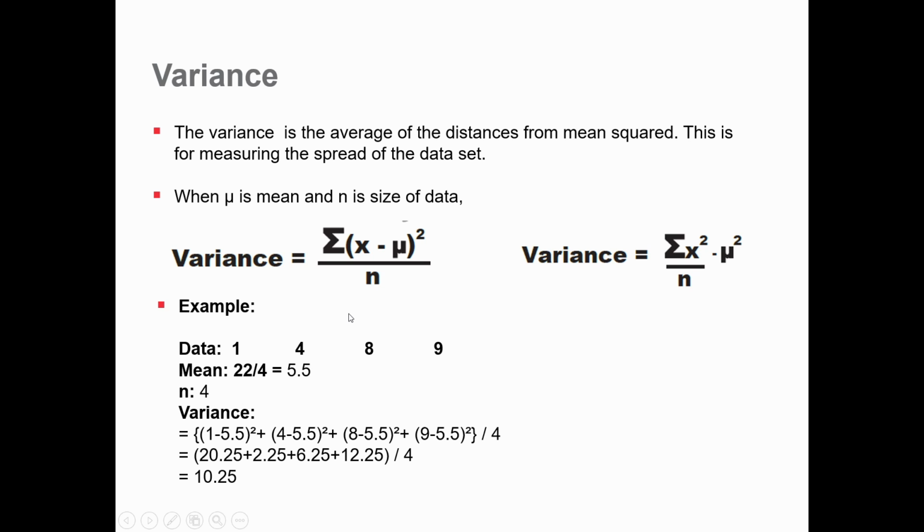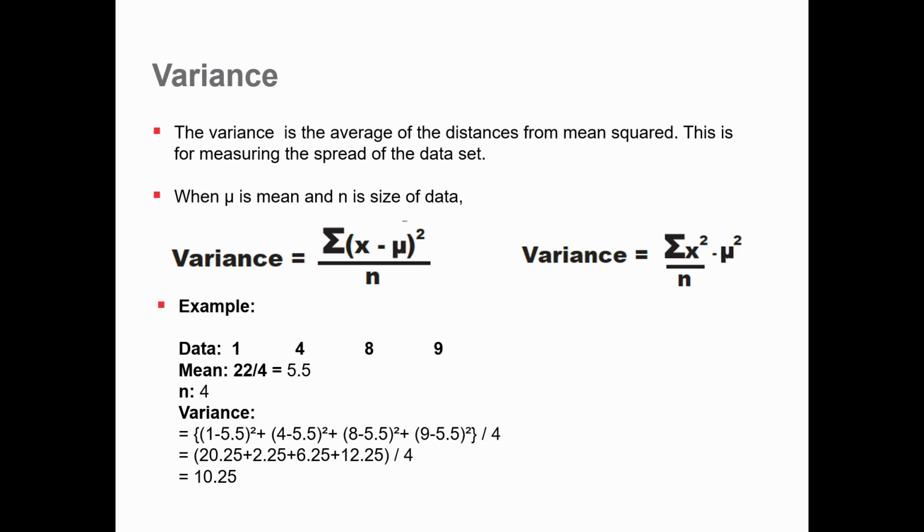We have to measure the distance of all the data points from the mean. So 1 minus 5.5 squared plus 4 minus 5.5 squared plus 8 minus 5.5 squared plus 9 minus 5.5 squared, whole divided by the number of data points, which is 4. I have given it here, and this is how you calculate the variance. You will get 10.25 when you do the math.